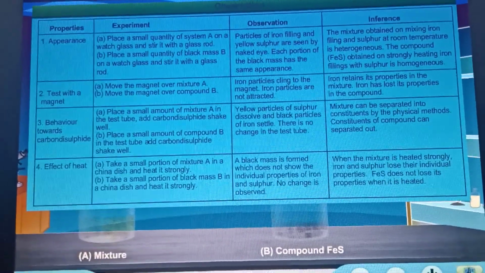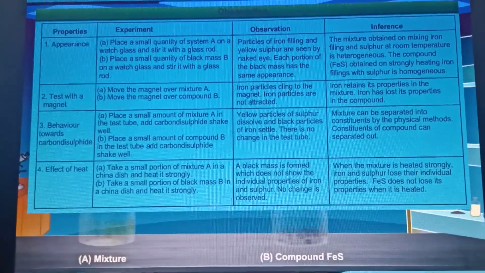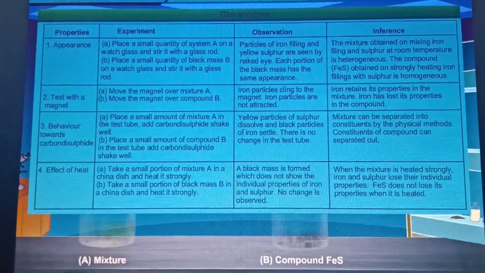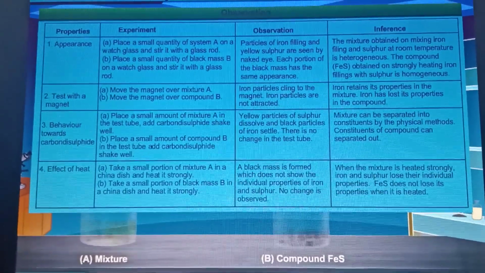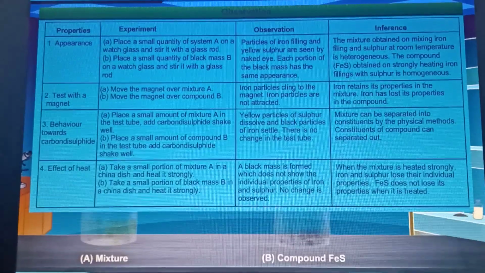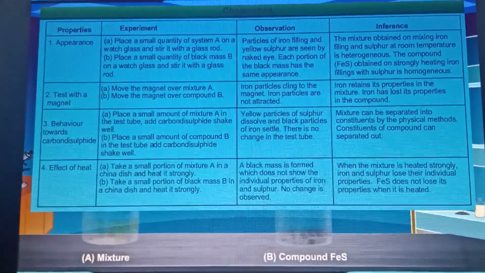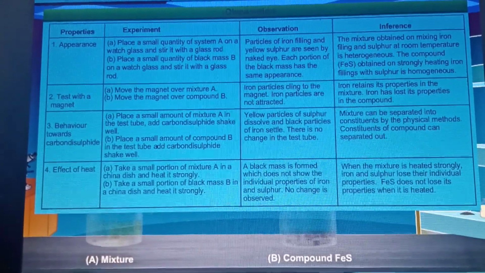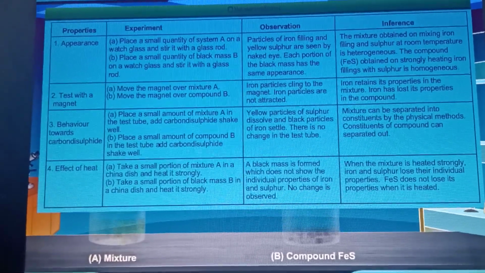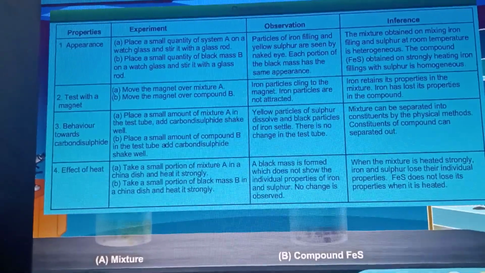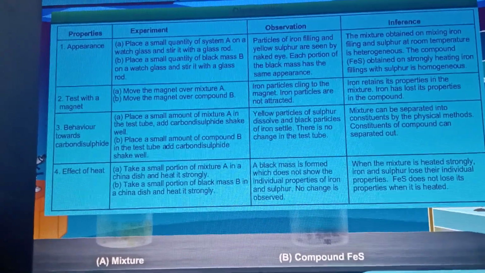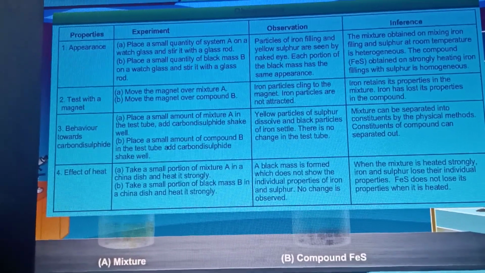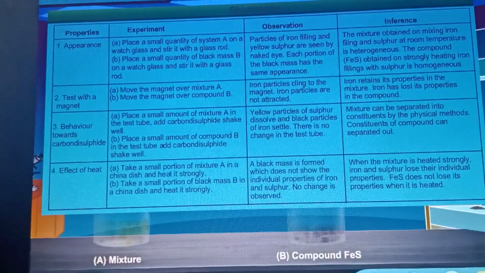3. Behavior towards carbon disulfide. A. Place a small amount of mixture A in the test tube. Add carbon disulfide. Shake well. B. Place a small amount of compound B in the test tube. Add carbon disulfide. Shake well. Yellow particles of sulfur dissolve and black particles of iron settle. There is no change in the test tube. Mixture can be separated into constituents by physical methods. Constituents of compound cannot be separated out.